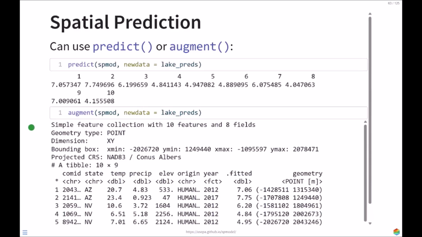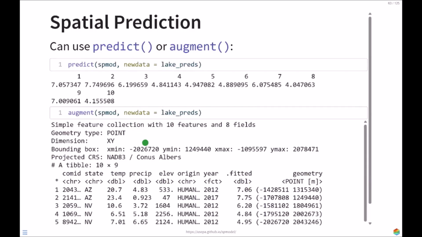You can also use augment, and this is the reason why augment is my personal favorite, because it has a dual use. Before, we just gave it the fitted model object and it returned diagnostics. Now we are giving it the new data, and it's going to augment that new data with predictions. So notice that that new data set now has a new column called .fitted that contains those predictions.